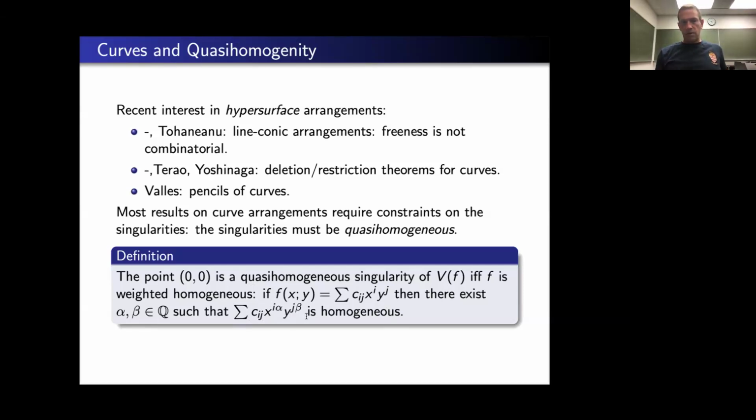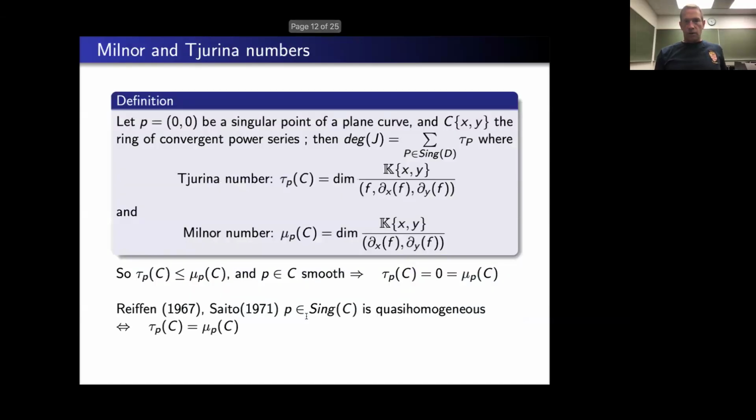Now, that might not speak to you. It doesn't really speak to me. So let's talk about some other ways to view this quasi-homogeneity condition, because there's a much nicer way to define quasi-homogeneity than this. And again, we're staying in the case of a singular point of a plane curve. So at a singular point, we can localize and look at the ring of power series. And there's two numbers that are associated with that singularity, which are called the Milnor and Tjurina numbers. So the Milnor number is simply this formal power series ring modded out by the two partials of our defining polynomial, and the number is its dimension.